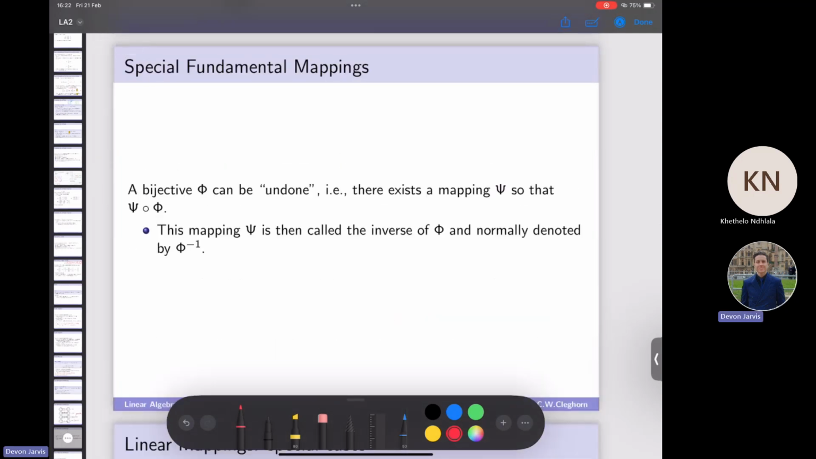So a bijective mapping can be undone. There exists a mapping, I don't know, gamma, whatever that is, so that when I combine them, I can return back to the same representation. This mapping is called the inverse of capital Phi, and is normally denoted as capital Phi to the power of -1, as all inverse things are. When I combine Phi inverse with Phi, I should get back the identity mapping. In other words, I don't change anything. If I did change something, then it's not an inverse, or I've lost rank.